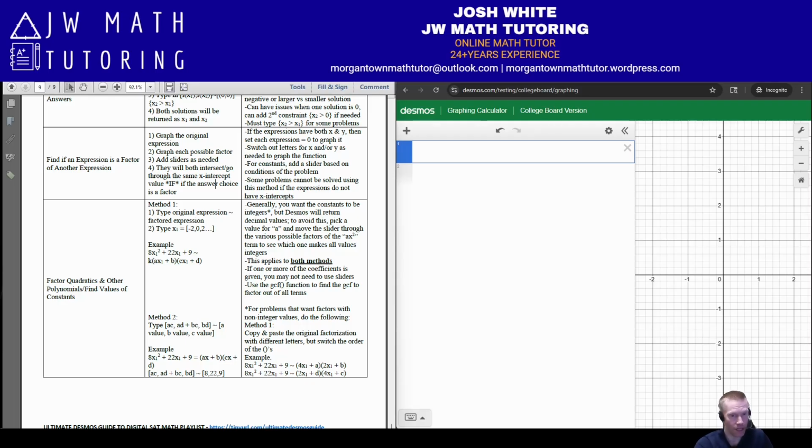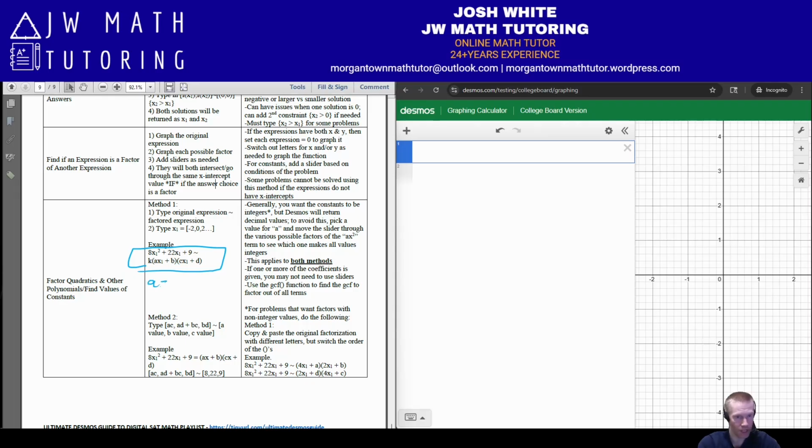This applies to both methods, and we'll go through examples. Most likely, if you just typed this right into Desmos, you're not going to get integers. k is just 1 in this case, but you're not going to get integers for a and b and c and d.